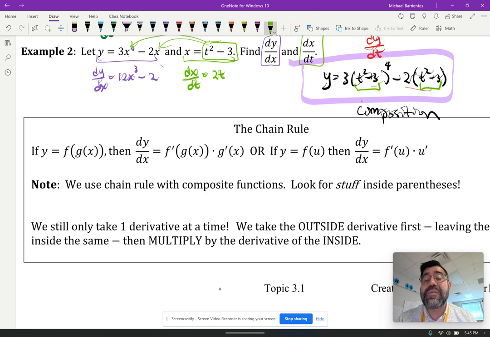At the beginning, you might say, oh, t squared minus 3 to the fourth. Am I going to need to multiply t squared minus 3 times t squared minus 3 times t squared minus 3 times t squared minus 3? And the answer is no. The chain rule saves us from that.